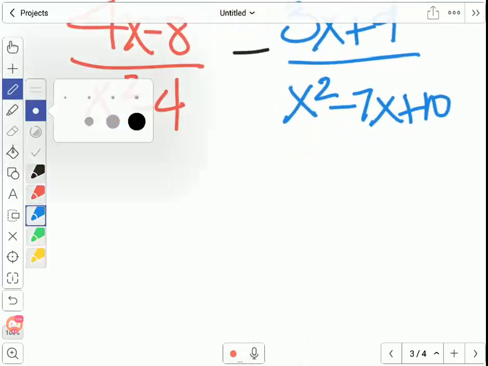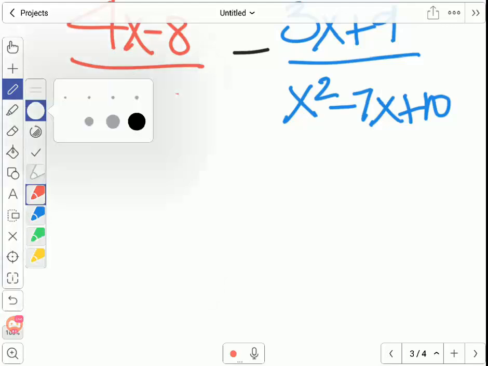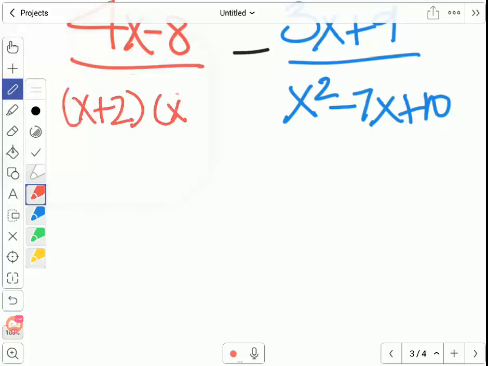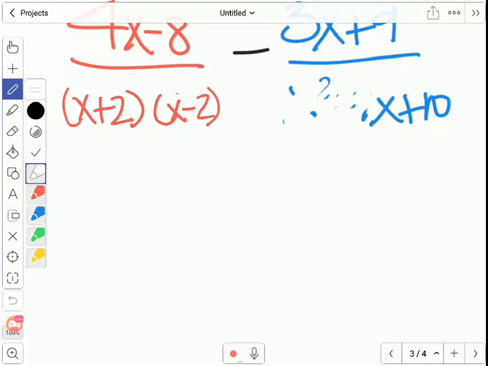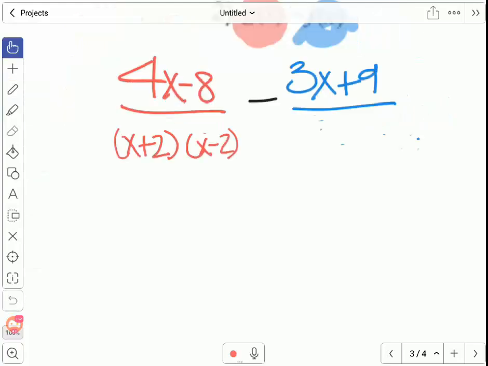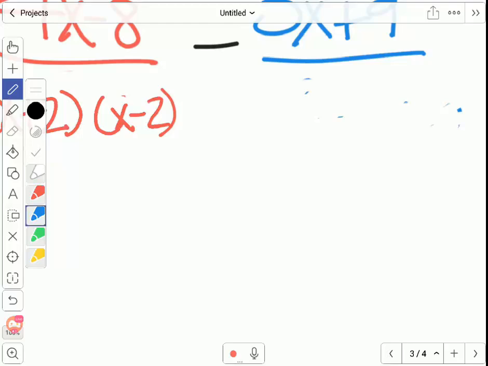So that means that I'm going to replace x squared minus 4. Sorry, let's change that to white. X squared minus 4 factors into (x plus 2)(x minus 2). And I can also factor x squared minus 7x plus 10, and that becomes (x minus 2)(x minus 5). So that's my new denominator over here, x minus 2 and x minus 5.